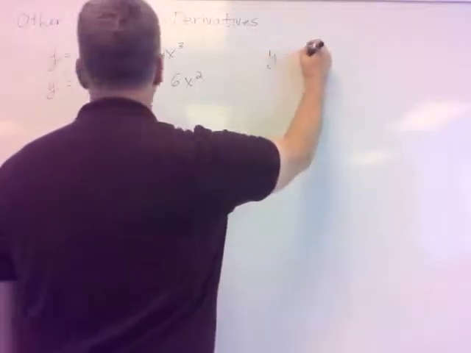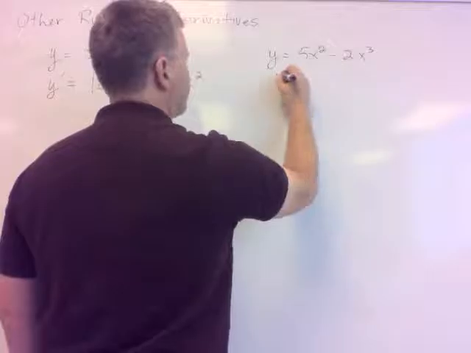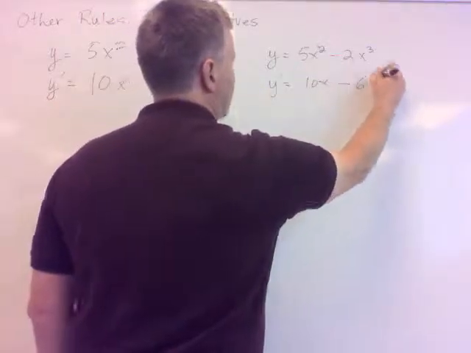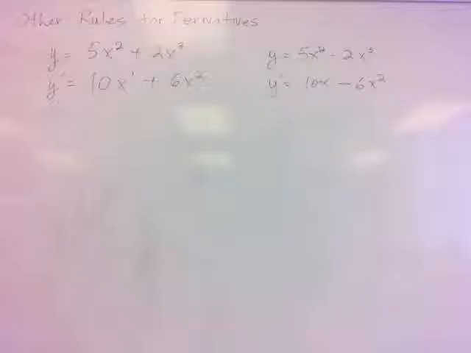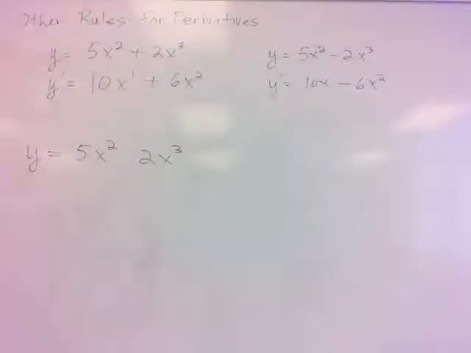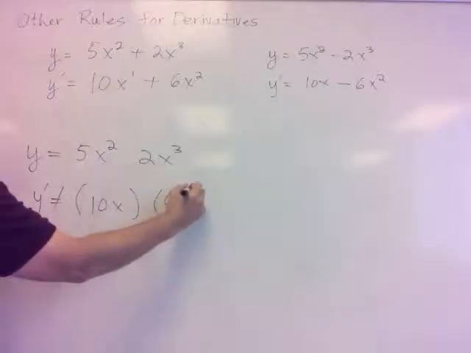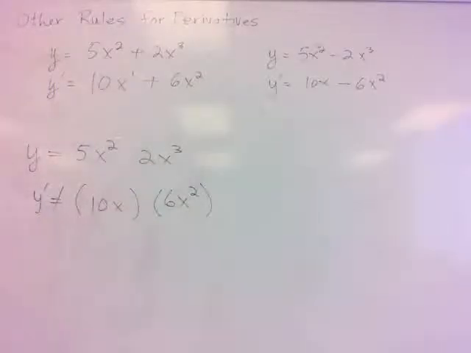Or if y equals 5x squared minus 2x cubed, same thing. The derivative is 10x to the first minus 6x squared. Well, the thing of it is, if I have 5x squared times 2x cubed, the same thing does not apply. In other words, I can't do this: y prime does not equal the derivative of 5x squared, which is 10x to the first, times the derivative of 2x cubed, which is 6x squared. The derivative does not equal that.